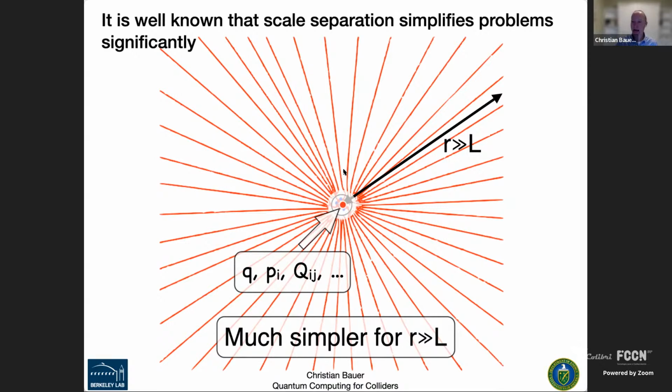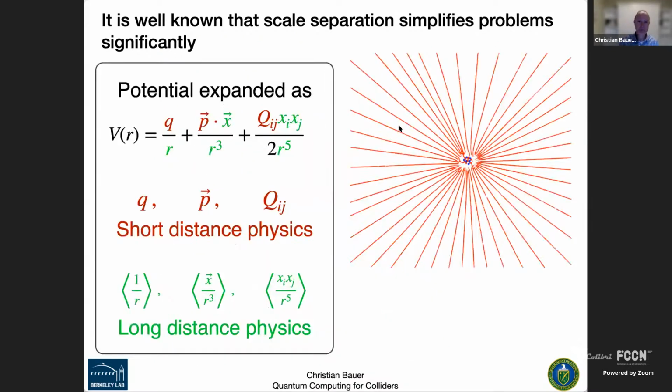We also know that I can systematically include corrections. If I want more precise predictions out here, I don't just include that there's a single charge in here, but I can use that there's maybe a dipole moment inside. And if I want more corrections, I can use the quadrupole moment of this charge distribution. But I don't need the essentially infinite possibilities of distributions inside the charge distribution. All I need is a few numbers to characterize this problem. That's a well-known scale separation, and it really simplifies problems significantly.